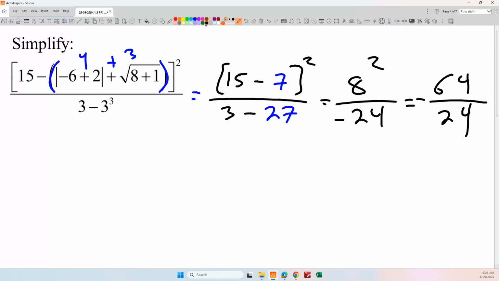Say it again. Yeah, okay, good. The greatest common factor of 64 and 24 is 8, right? So I could divide both the top and the bottom by 8, which is giving me, yeah, good. So I end up with negative 8/3. Very good. Okay.